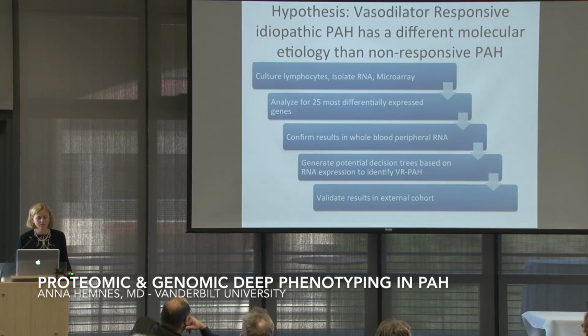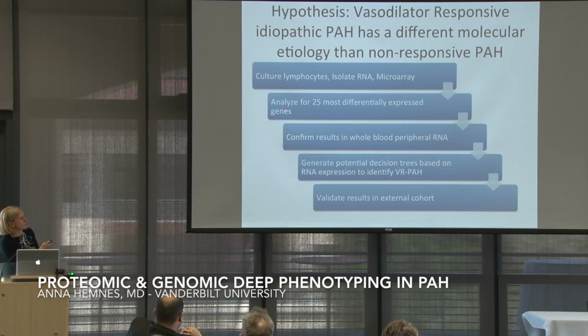And the methods that we used to do this were, first, we used a huge group of cultured lymphocytes that we have at Vanderbilt. So essentially, we take peripheral blood out of patients, isolate lymphocytes, transform them with EBV, and they live in a culture dish for 6 weeks outside the body. So there's no longer any influence of the environment because they're living in this culture dish. Then we isolate RNA and did a microarray analysis on these patients. And we included vasodilator responders and non-responders, obviously.